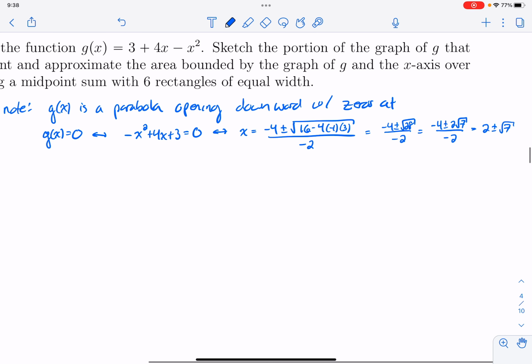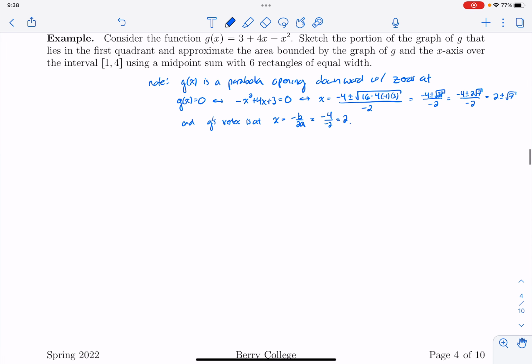It might also be helpful to know where the vertex is. So G's vertex is at, remember from pre-calc, x equals negative b over 2a. That's the first part of the quadratic formula. So here we're getting negative 4 over negative 2, which is a 2. So maybe now we can start drawing a picture.